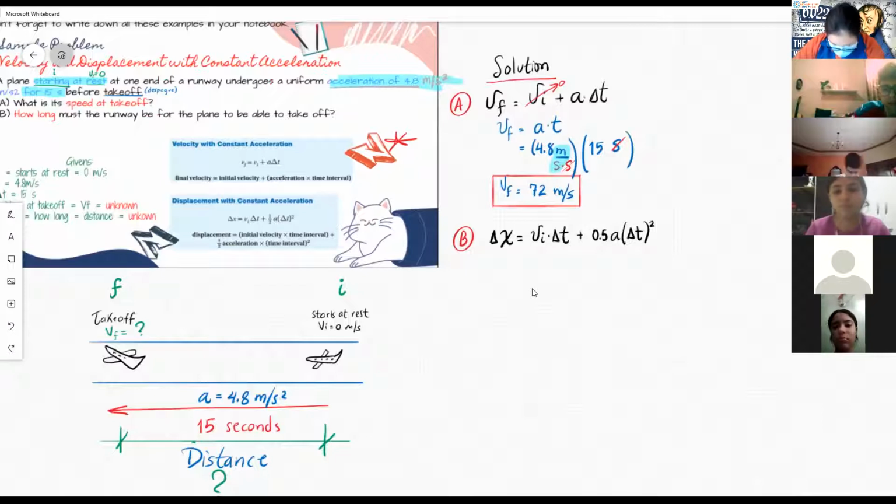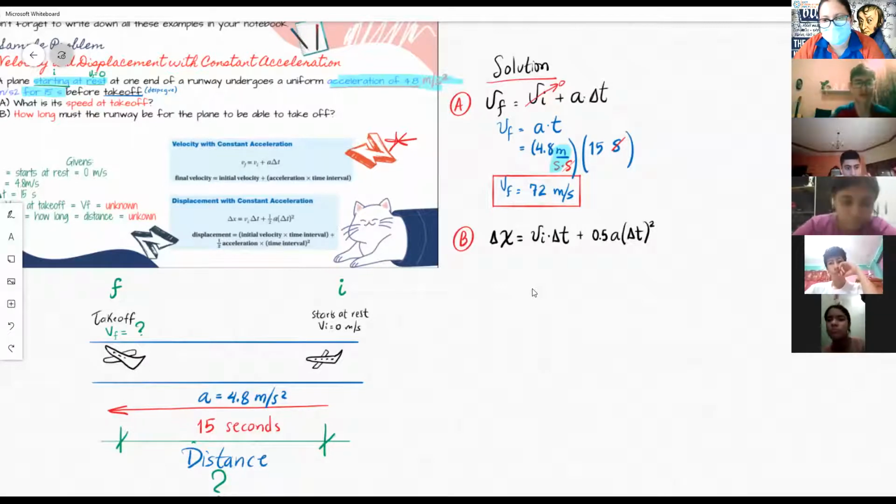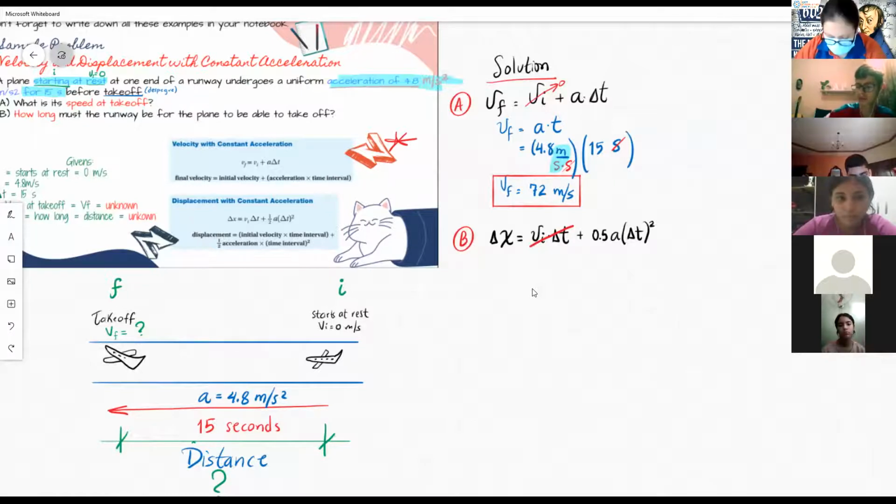Okay, what do I know about the initial velocity? It is 0, so you cancel all this term. Why? Because every number that is multiplied by 0 is going to give you 0. So it doesn't matter if you have 0 times 15 seconds, this is going to give you 0 in the end, okay? So I just ignore the part that has the initial velocity.